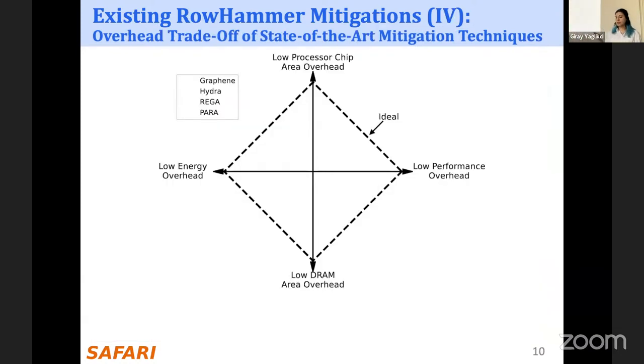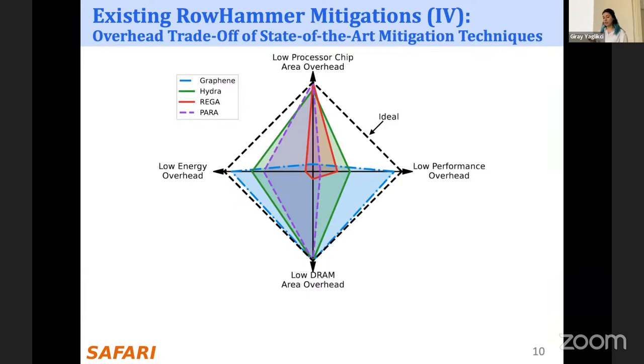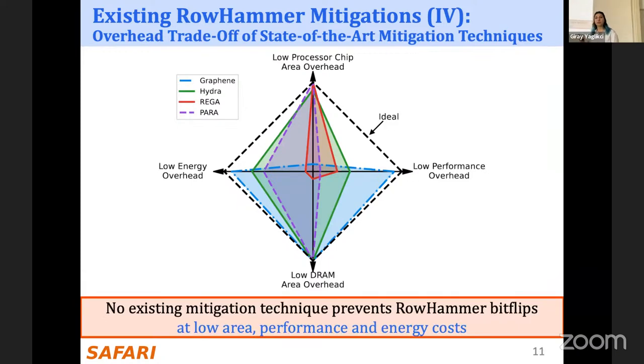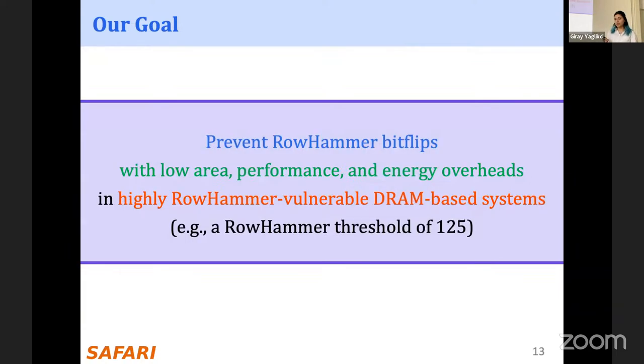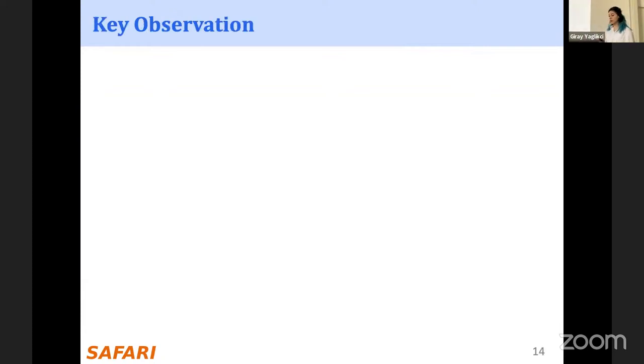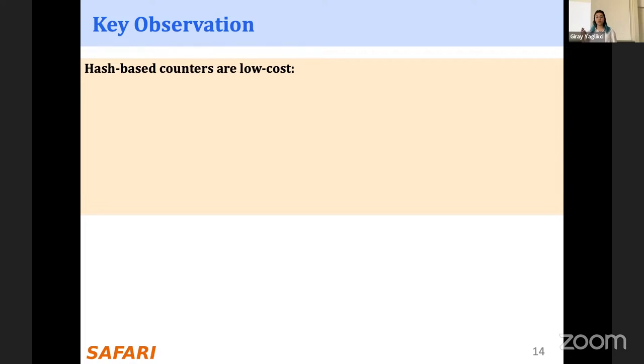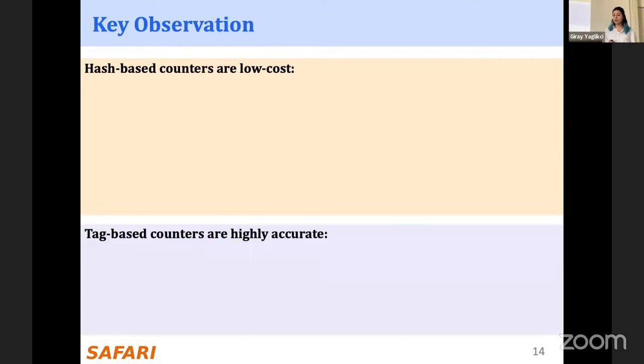And ideally, we would like to achieve low energy overhead, low processor chip and DRAM overhead, and low performance overhead. And as you can see from this radar chart, none of the existing mitigation techniques prevent RowHammer at low area, performance, and energy costs at the same time. So our goal is to prevent RowHammer bit flips with low area, performance, and energy overheads in highly RowHammer-vulnerable DRAM-based systems. We observe that there are two types of counters that can be used to track DRAM activations. The first one is cache-based counters, which are low cost, and the second one is tag-based counters, which are highly accurate. And we want to get the best of both worlds.